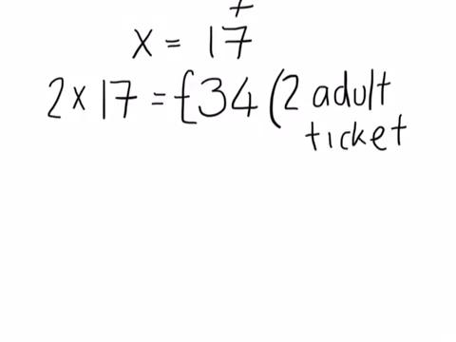Now, often in a simultaneous equations question, we would then be asked to work out the other variable, which is y in this case. But the question doesn't ask us for y, the price of a child's ticket. It was only the price of 2 adult tickets. So in this question, this is the end.